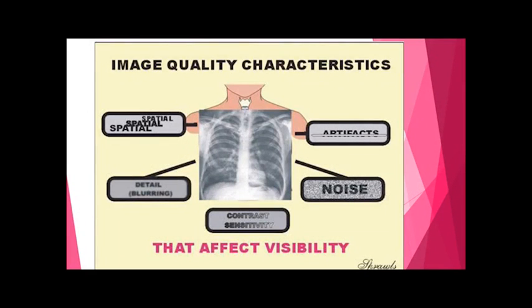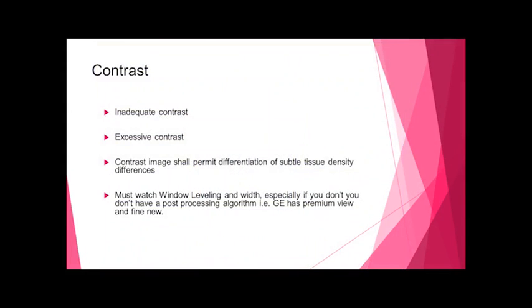So let's talk about more characteristics of the images. What about your contrast? You can have inadequate contrast or excessive contrast. Contrast image shall permit differentiation of subtle tissue densities. And you must watch the window leveling and width, especially if you don't have a post-processing algorithm that you can change after you take the image.